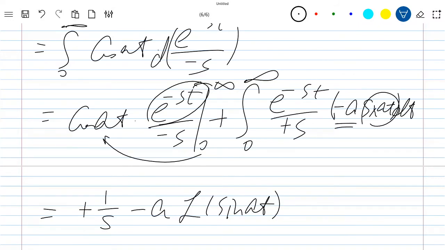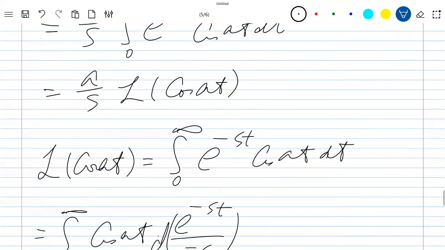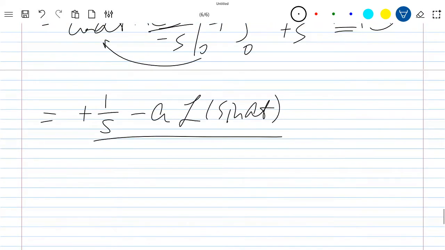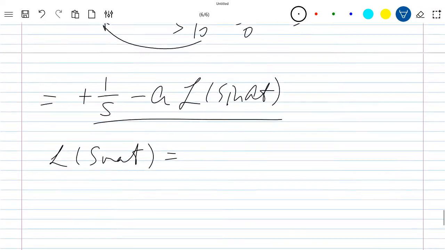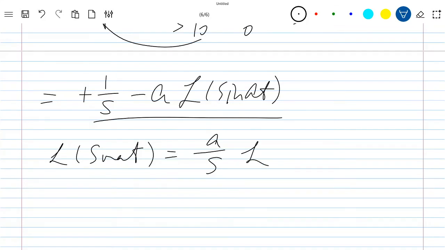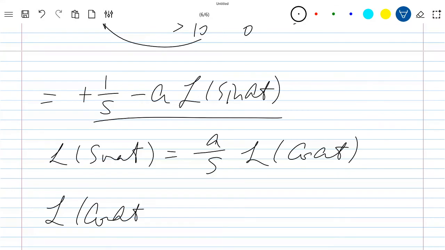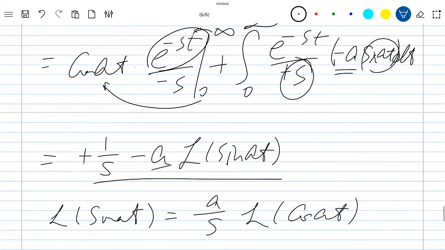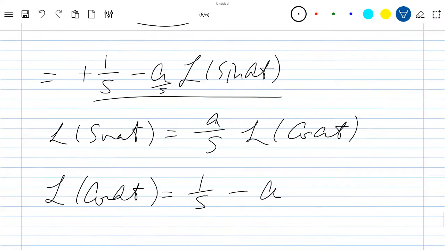Okay, so let's see what we have. We have L of sine at equals this, and L of cosine at equals that. So actually we have two equations. L of sine at equals what do we have? a over s, L of cosine at, and L of cosine at equals 1 over s minus a, oh sorry, I missed an s here. So you have also a over s, a over s, L of sine at.